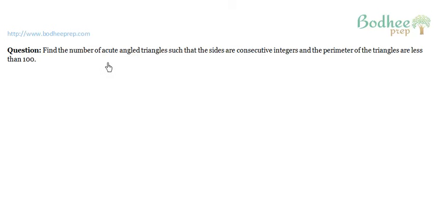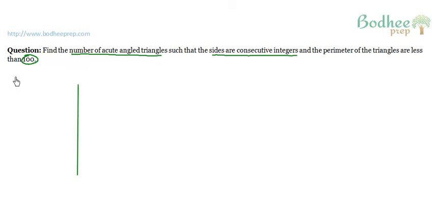The question given to us is that we have to find the number of acute angle triangles such that the sides are consecutive integers and the perimeter of the triangle is less than 100. So before we proceed with the solution, let us quickly recap the important findings that we did in the theory part, which will be helpful in solving these questions.